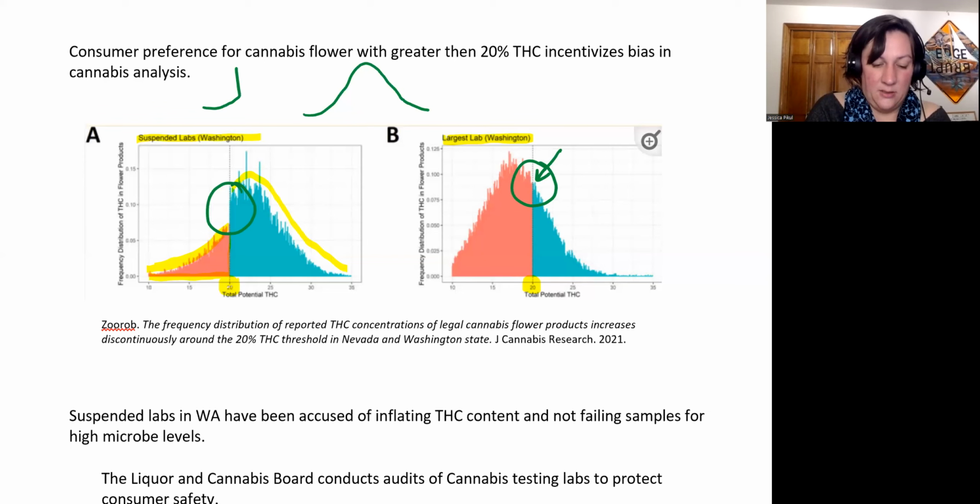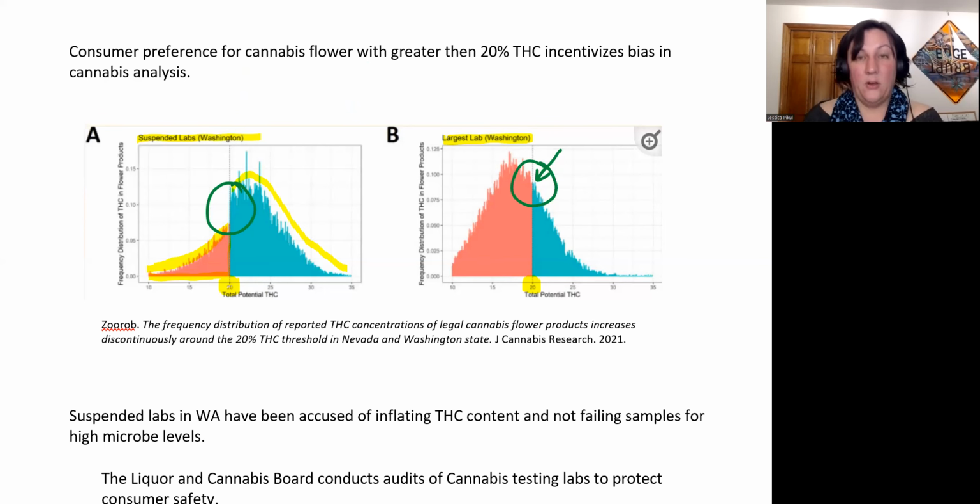Their graph goes like this, and then it suddenly jumps up and then continues a distribution curve. And so this is mathematically improbable for a large set of samples, and this is looking at lots of them. And so there is a very real effect of consumer preference on lab results and biasing lab results. And so this is why the audit process exists, so that labs that have shifted their results or are producing statistically unlikely results can be called out for acting unethically and not be able to test products or have their ability suspended.